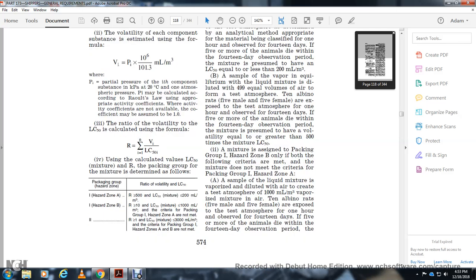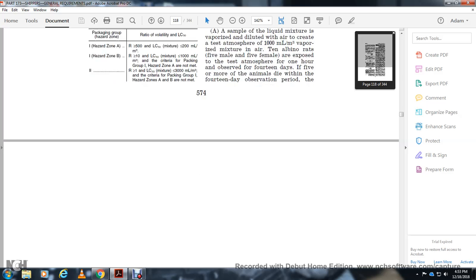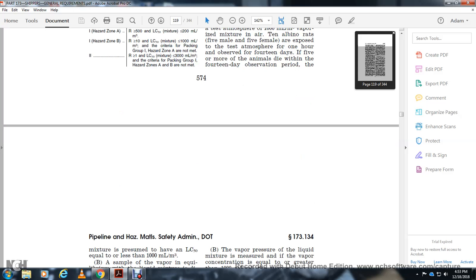Two. A mixture is assigned to packing group 1 hazard zone B only if the following criteria are met. A mixture that does not meet the criteria for packing group 1 hazard zone A. A liquid mixture is vaporized and diluted with air to create a test atmosphere of 100 milliliters per meter cubed of the vaporized mixture in air. 10 albino rats, 5 male and 5 female, are exposed to the test atmosphere for 1 hour and observed for 14 days. 5 or more animals died within 14 days of observation, with the mixture presumed to have an LC50 equal to or less than 100 milliliters per meter cubed.